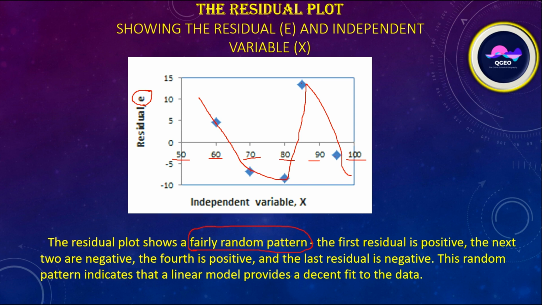The first residual is positive, the next two are negative, the fourth is positive, and the fifth is negative also. This random pattern indicates that the linear model provides a decent fit of the data. Here we can suggest a linear model. Okay, in this way we can predict whether it is linear or non-linear in type.